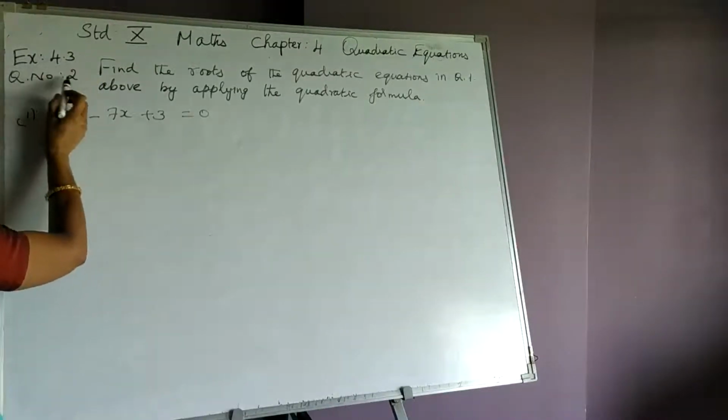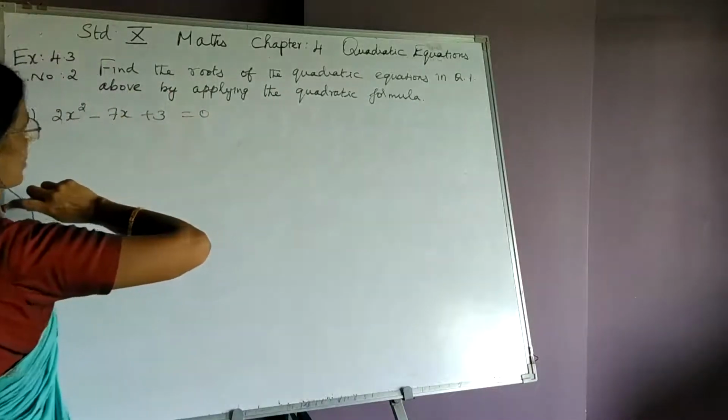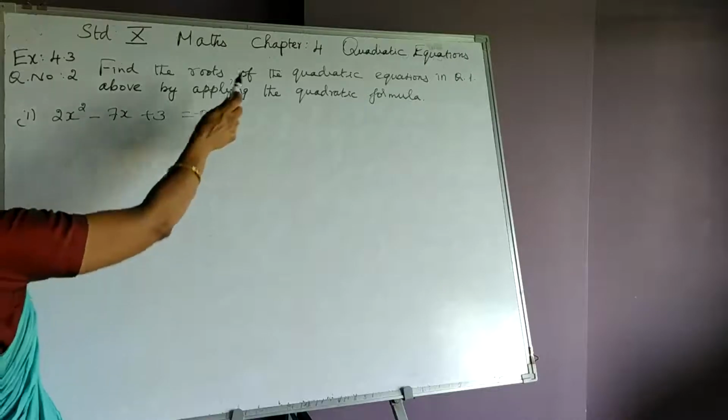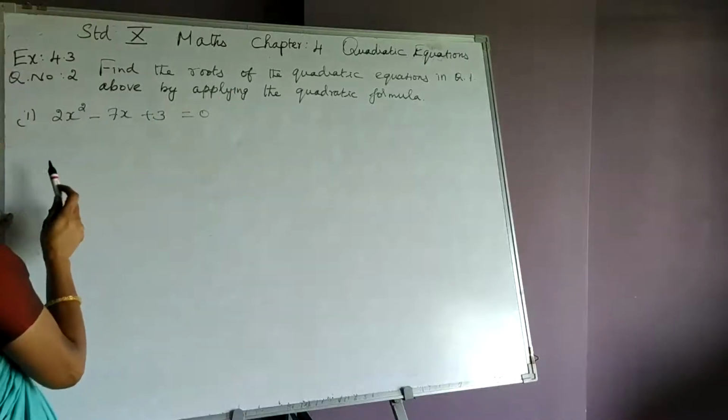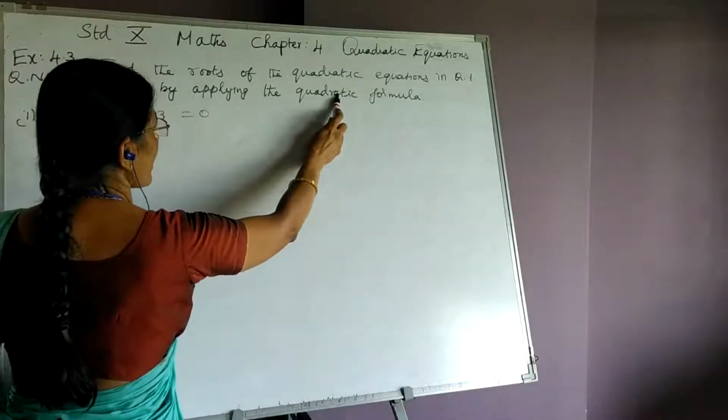Exercise 4.3, question number 2. The question is, find the roots of the quadratic equation of question number 1. There are 4 sums in question number 1. The same 4 sums we have to solve by applying the quadratic formula.